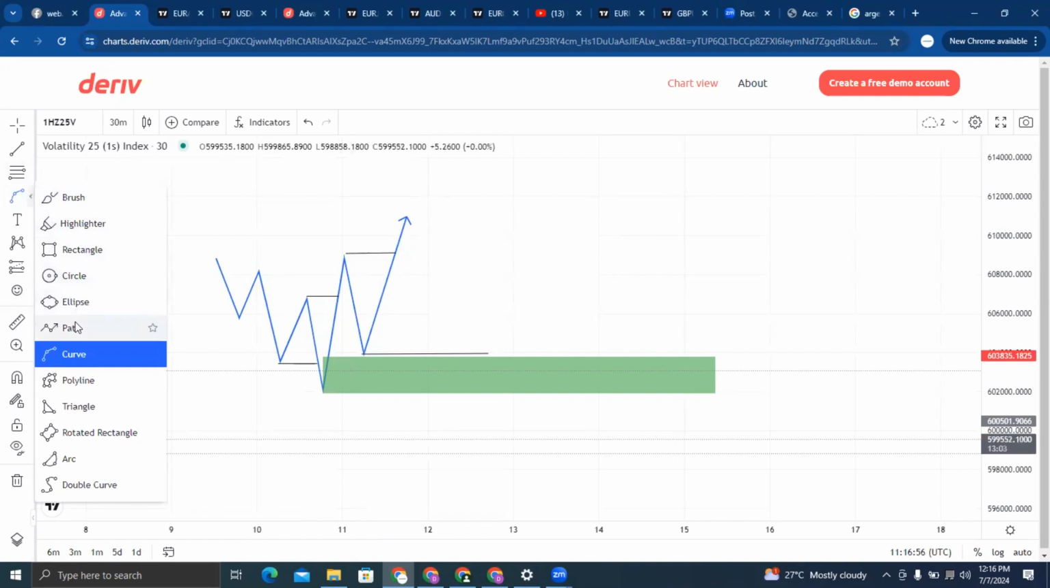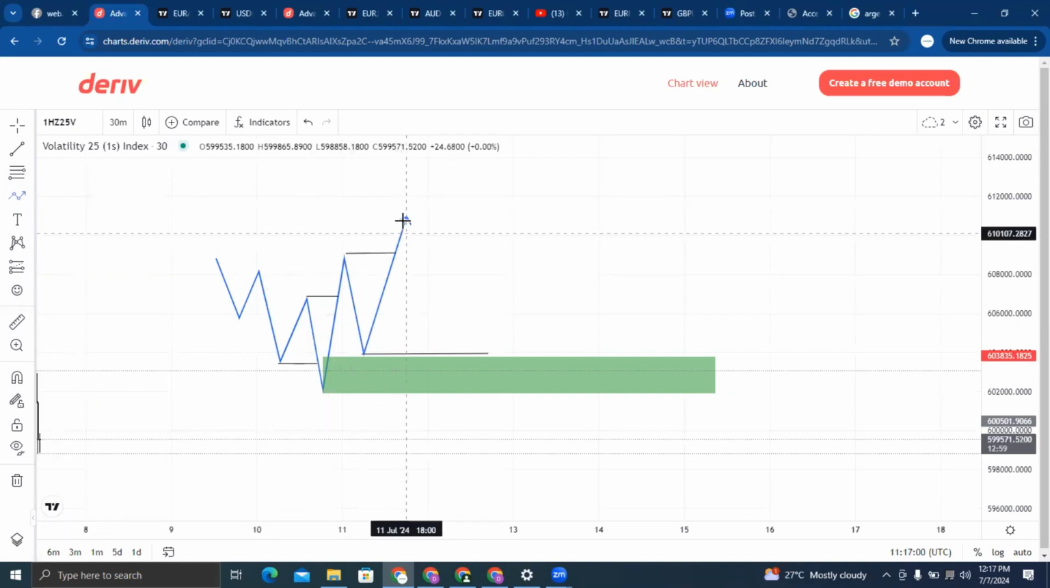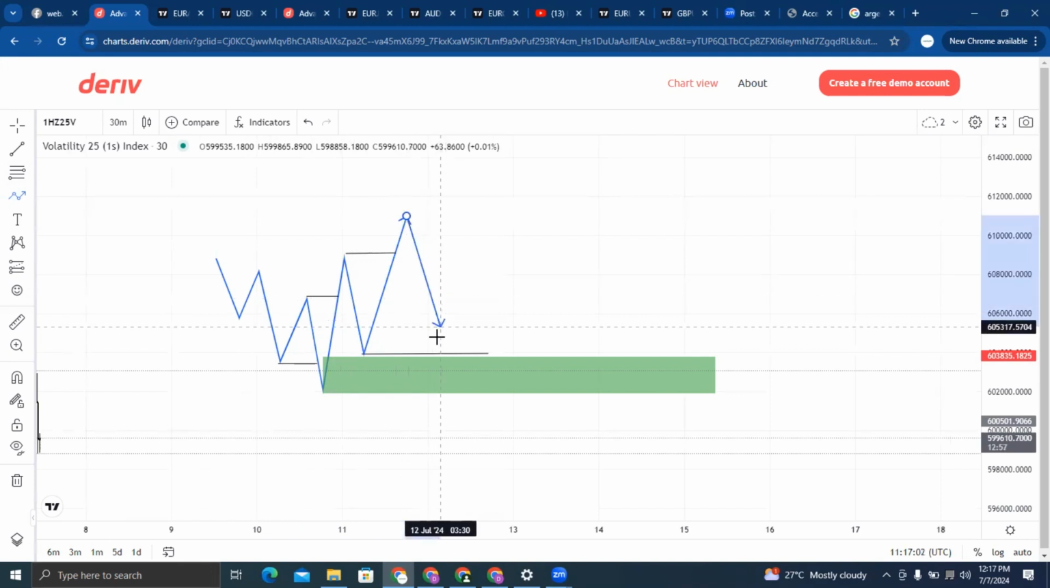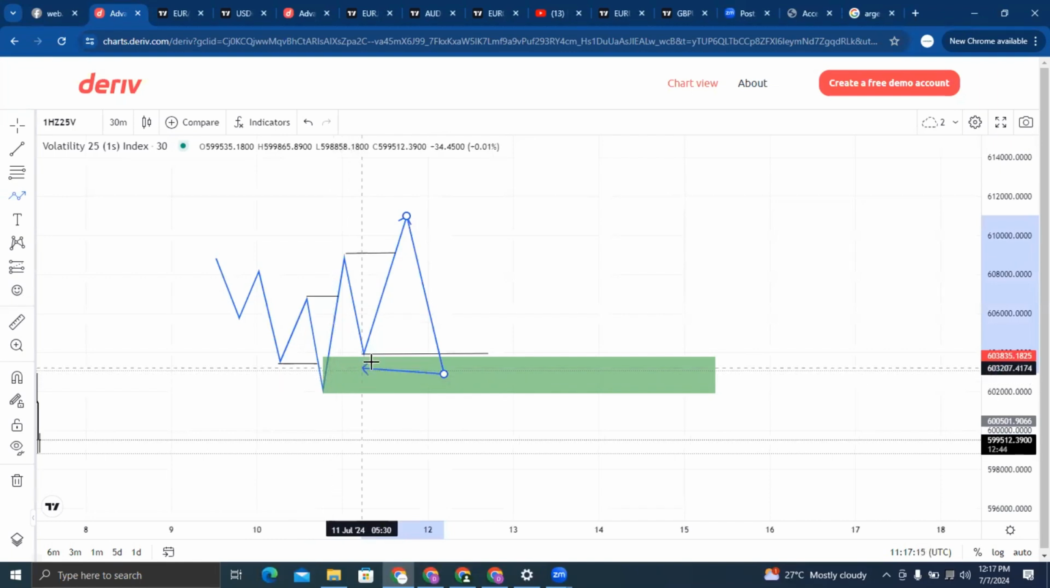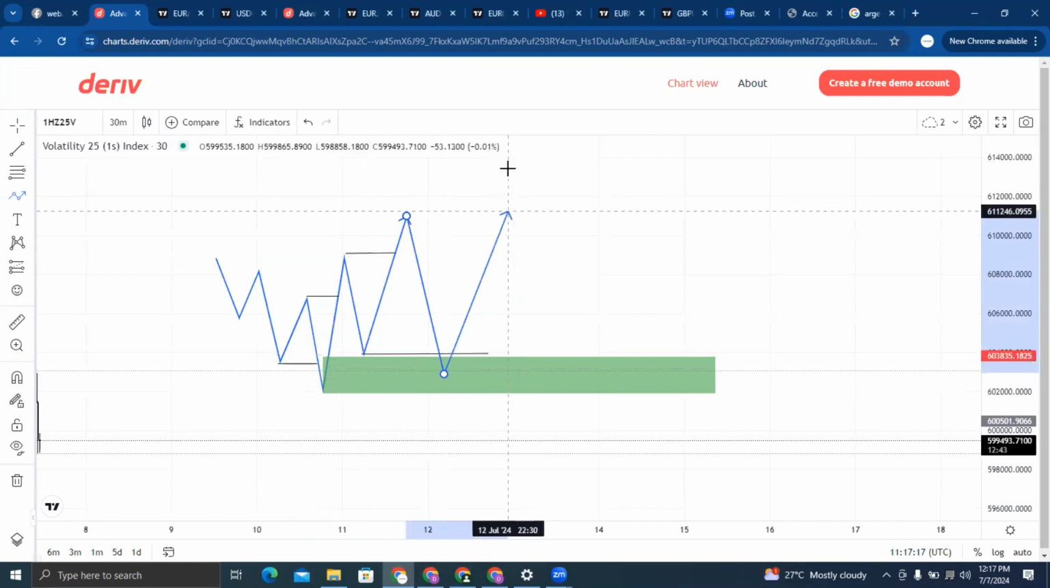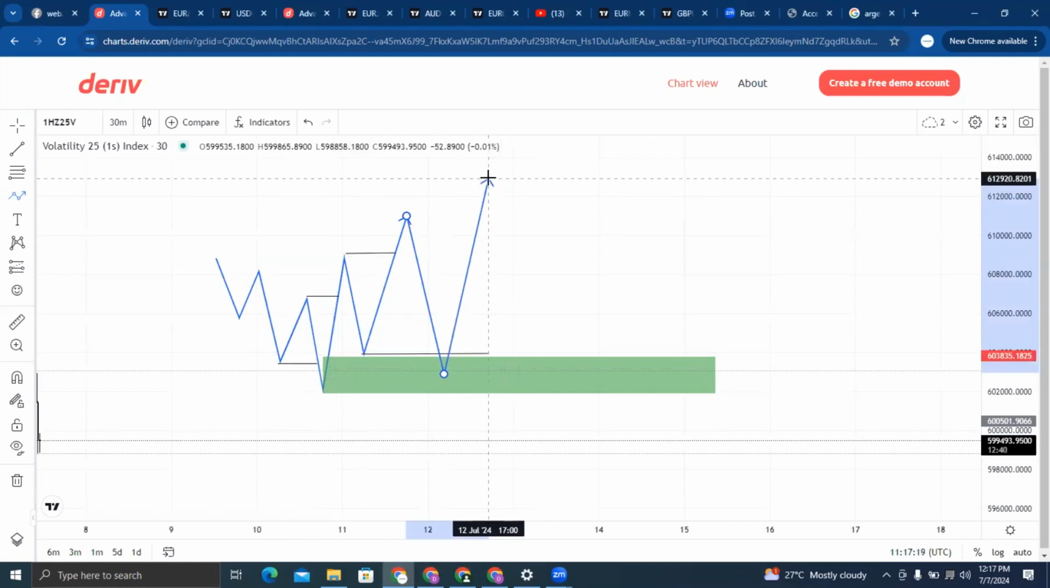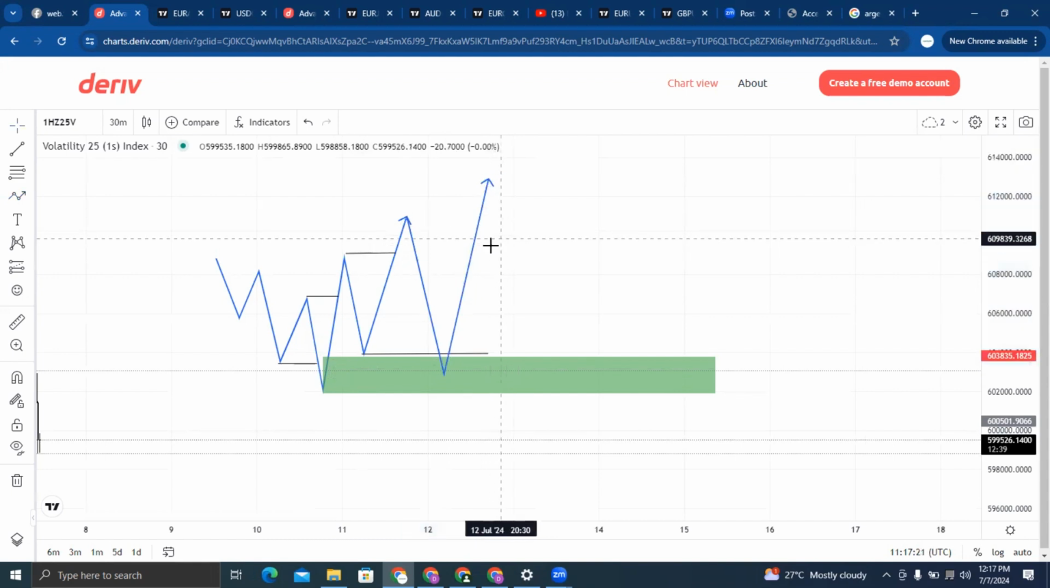Sorry. Price will do something like this. Price will come down, take out this structural liquidity over here, mitigate any zone here, mitigate either an order block here or just take out this liquidity and then continue its buys above. All right, it continues its buy trend like this.